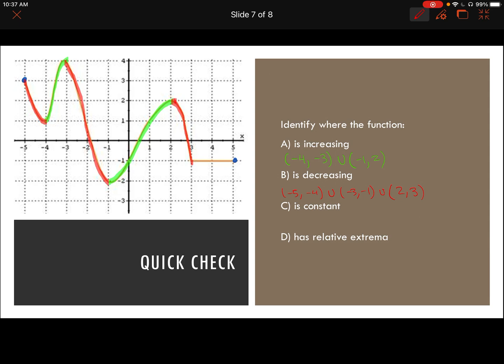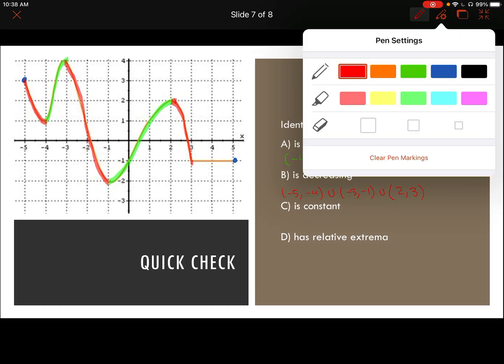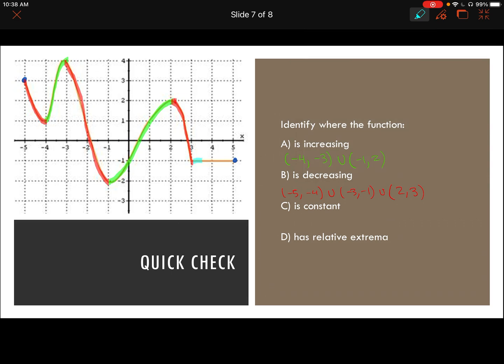Okay. And so then constant is going to be where the graph is a horizontal line, and that's obviously, we'll use this blue, from 3 to 5. So we'll put in 3 to 5, so 3 to 5 in interval notation. And then where we have relative extrema.